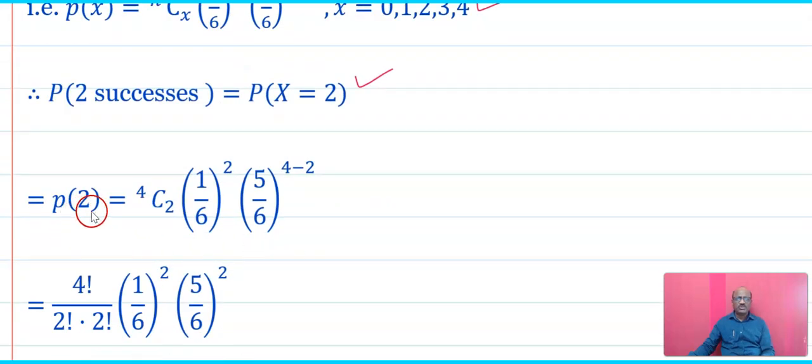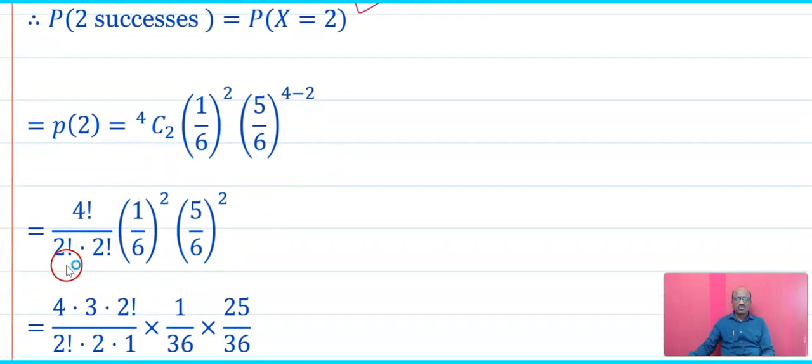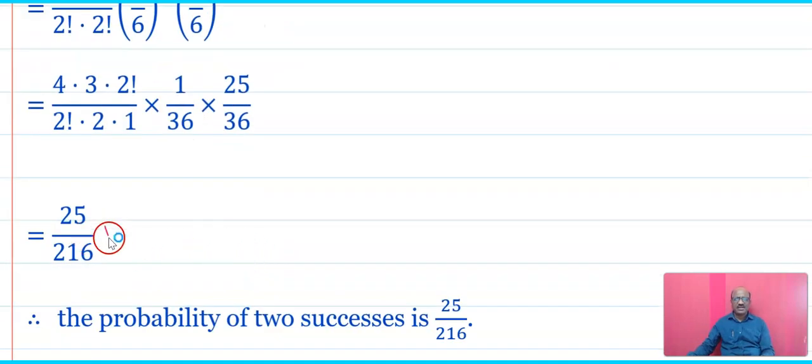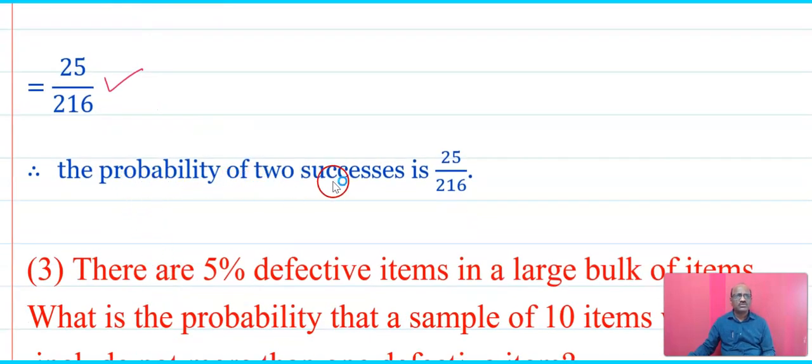Therefore, here P of 2 is equal to 4C2, 1 upon 6 raised to 2 and 5 by 6 raised to 4 minus 2. 4C2 means what? 4 factorial upon 2 factorial into 2 factorial. 1 by 6 bracket square, 5 by 6 bracket square. And if you simplify, 4 factorial means what? 4 into 3 into 2 factorial. 2 factorial as it is, 2 into 1, 1 by 36, 5 by 6 squared, 25 upon 36. And if you simplify, then you will get 25 upon 216. Therefore, the probability of 2 success is 25 upon 216.